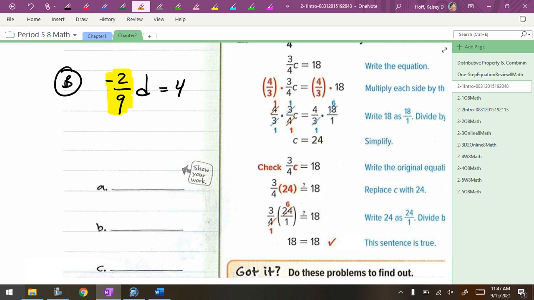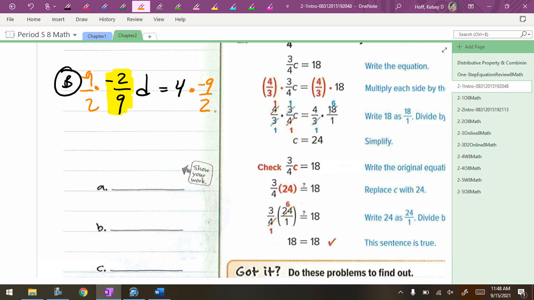Peyton, awesome job with your negative sign. Nicely done. Negative 9 over 2. Keep that negative with it. Whatever I do to one side, I have to do to the other. So I multiply both sides by negative 9 over 2.